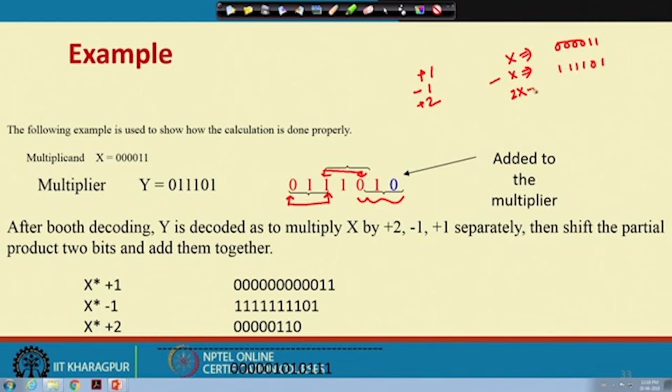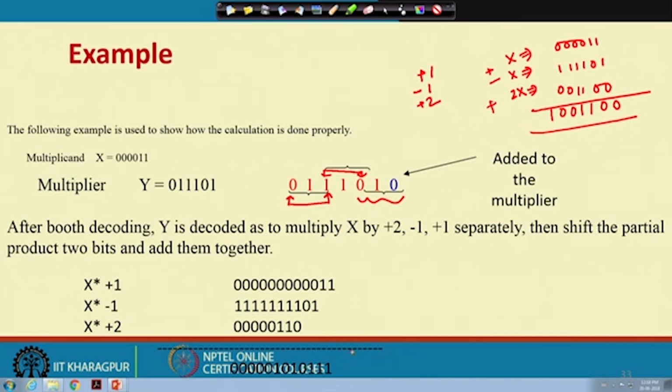Okay. For twice of x means what? The 0 will be appended at the very last LSB and it will be something like this. Now, I have to add all these 3 sets, and here what I will get? 0 over here, then 0, then again here 1, then again here 1, then 0, then 0, then 1. Okay. So, this is the final result.